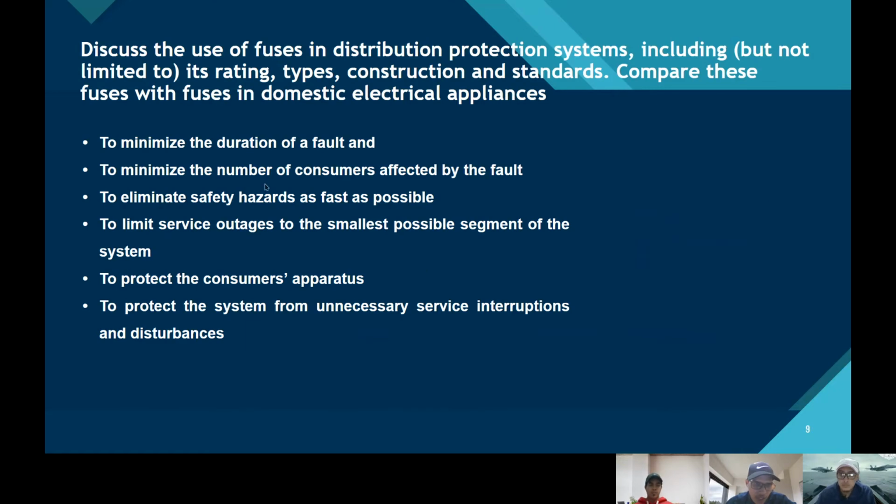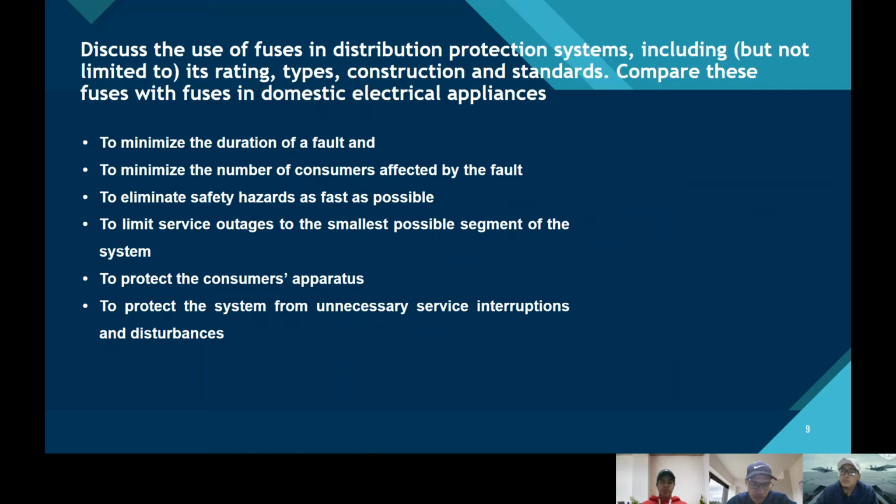The last question is, discuss the use of fuse in distribution protection system, including but not limited to its rating, type, construction, and standard. Compare this fuse with fuse in domestic electrical appliance. So I will explain the uses of fuse in distribution protection system. If you can see, it has six functions.